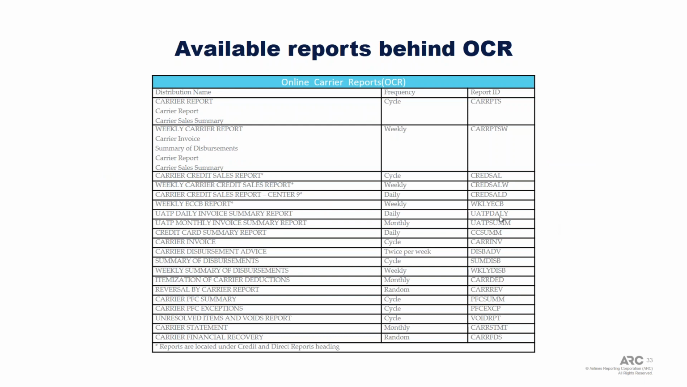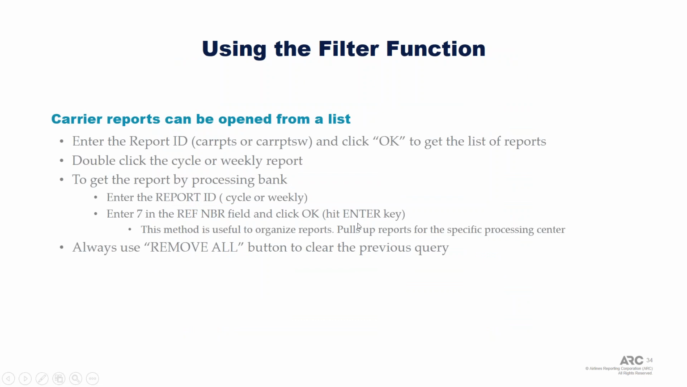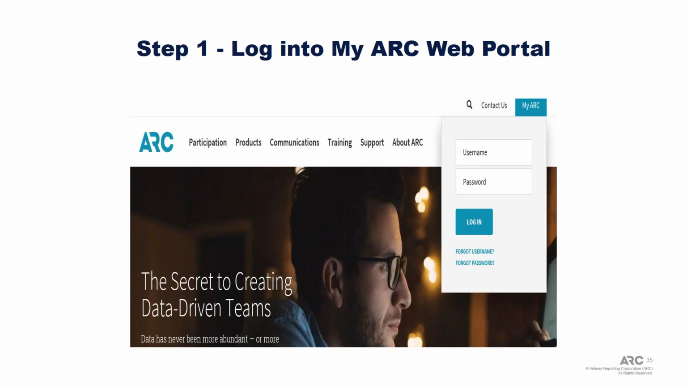This is a list of the available reports behind my ARC, and as you know, each report requires its own report ID, and this document provides that for you. It gives you the frequency and the distribution name for the report. And today I'm going to talk a little bit about the most widely used online carrier reports. And this slide is just showing you how to use the filter function. And again, it's going to be included in the presentation.